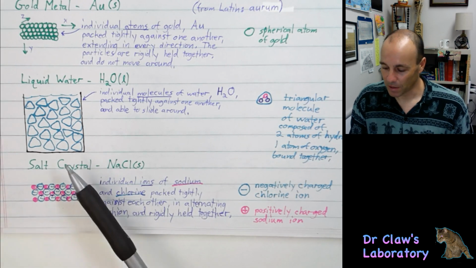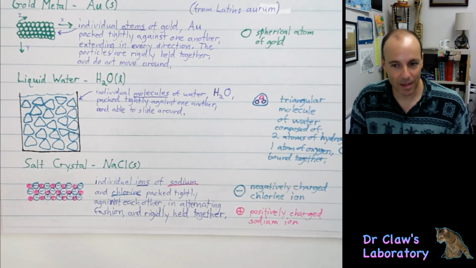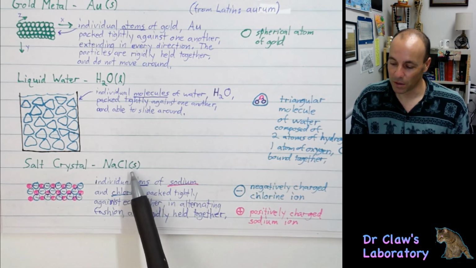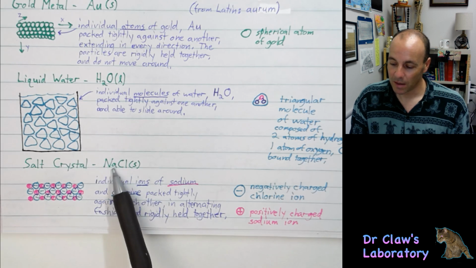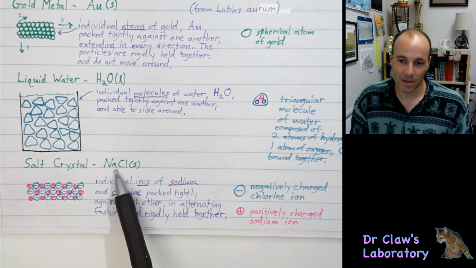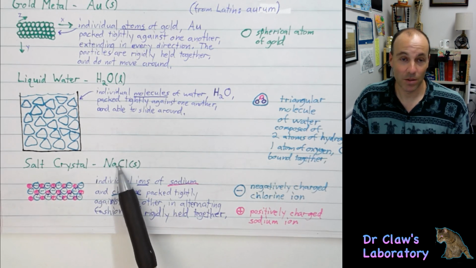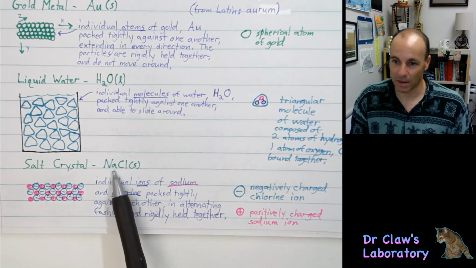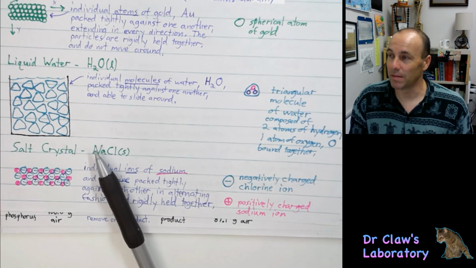Okay, so they're packed together very tightly, and they're not flowing past one another. It's rigid, and so that's a solid. So the formula is NaCl and in parentheses S. Na is the element symbol for sodium because that comes from the natrium. I believe that's a Latin name.